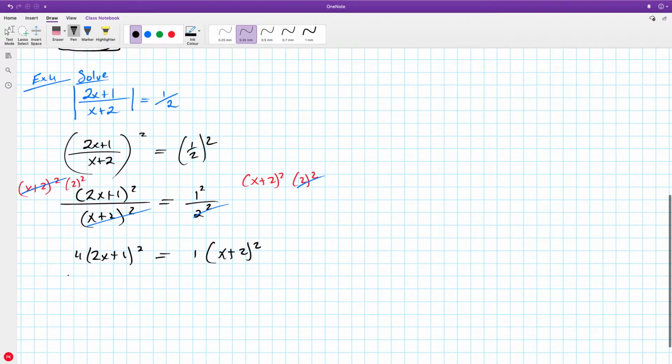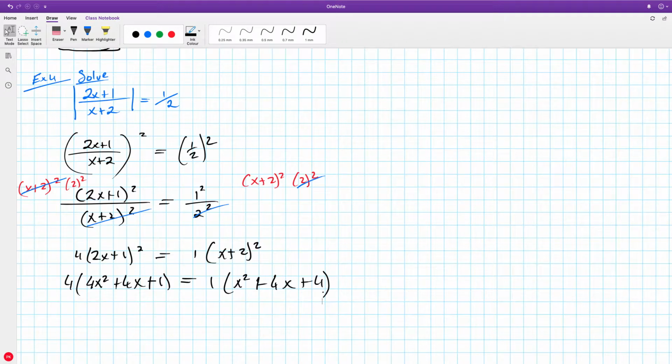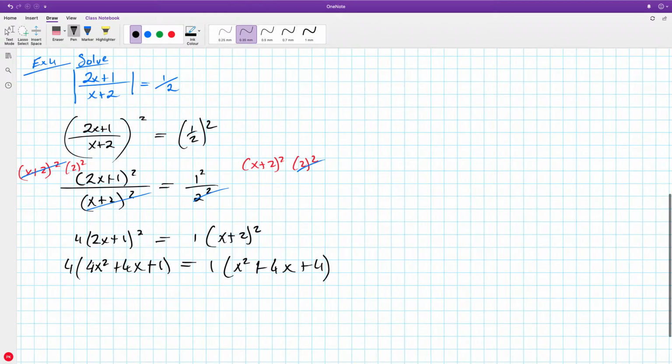So that's 4 times, square out the first, 4x squared, twice the first by the second, 4x, plus 1, is equal to 1 times square the first, x squared, twice the first by the second is 4x, square the last is 4. Right, 4 times 4x squared is 16x squared, 4 times 4x is 16x, 4 times 1 is 4, is equal to x squared plus 4x plus 4.